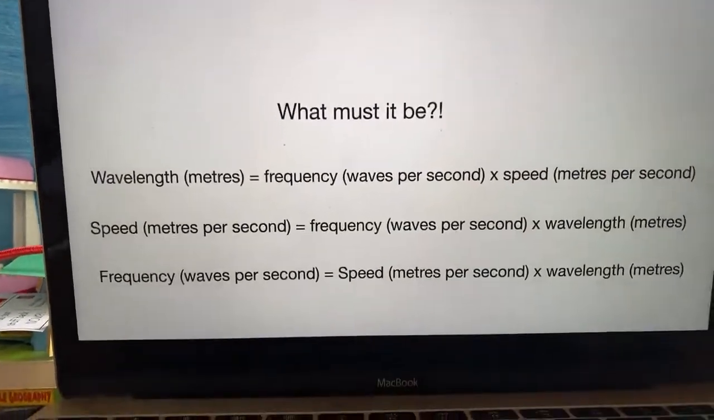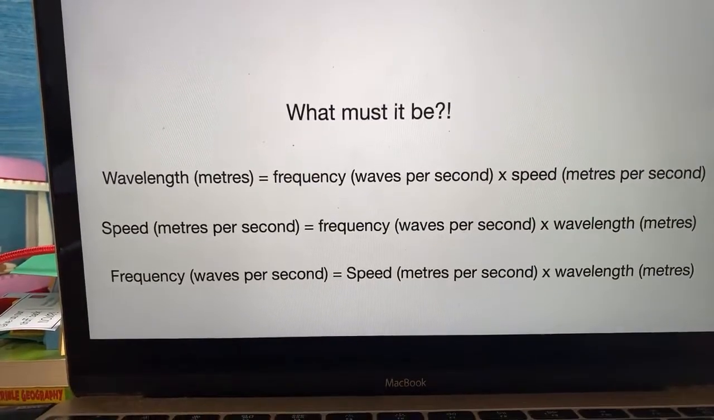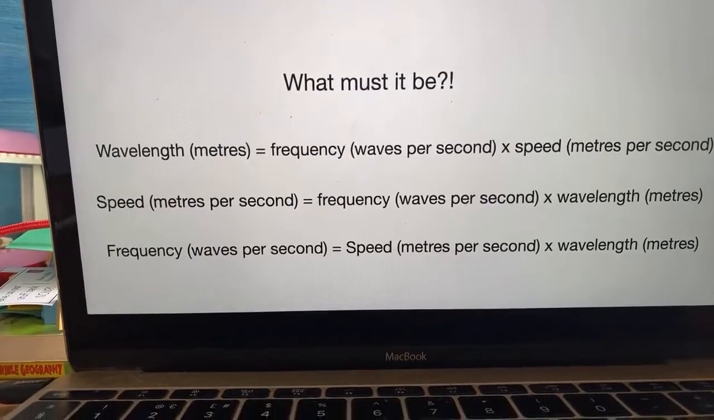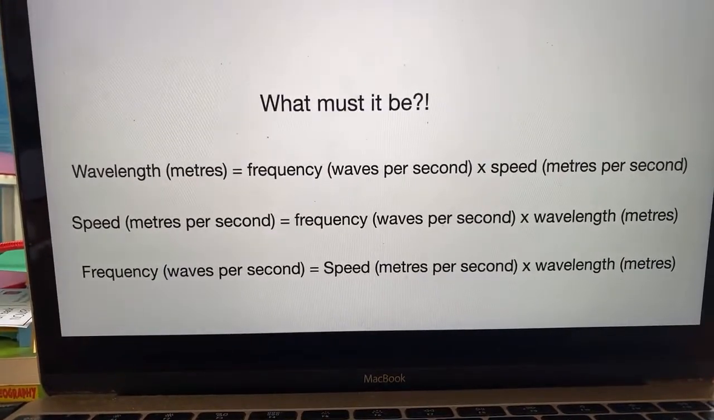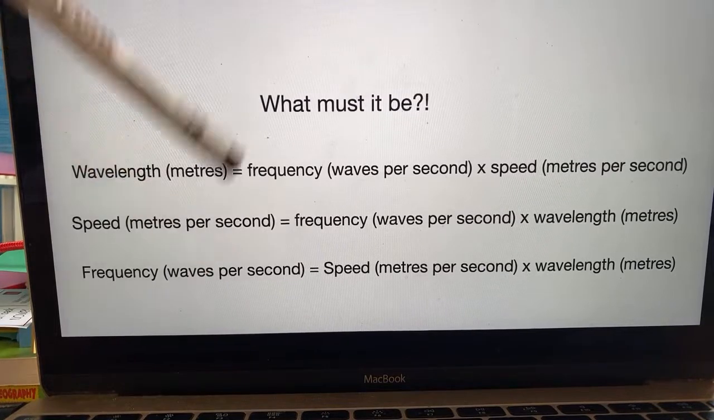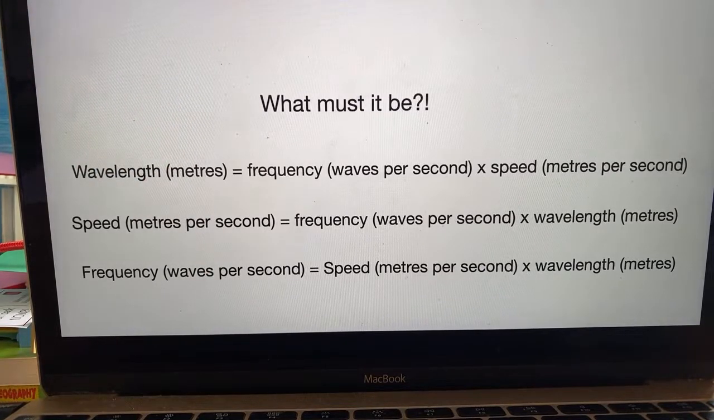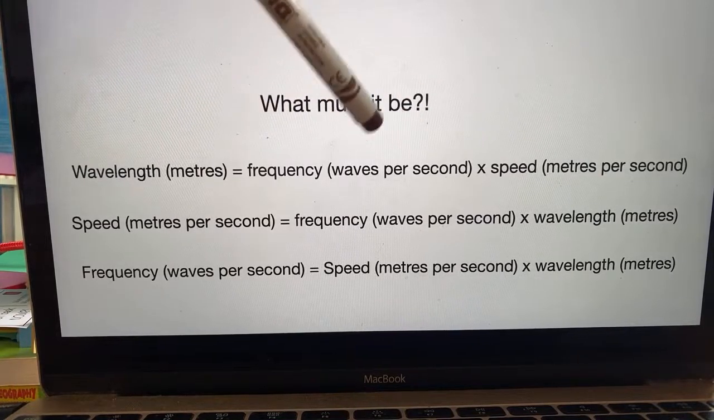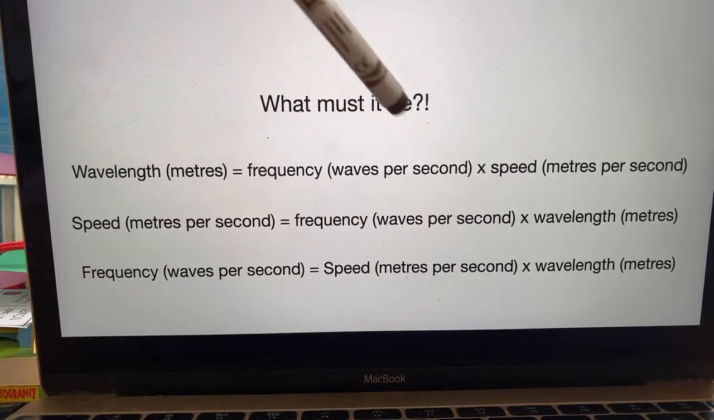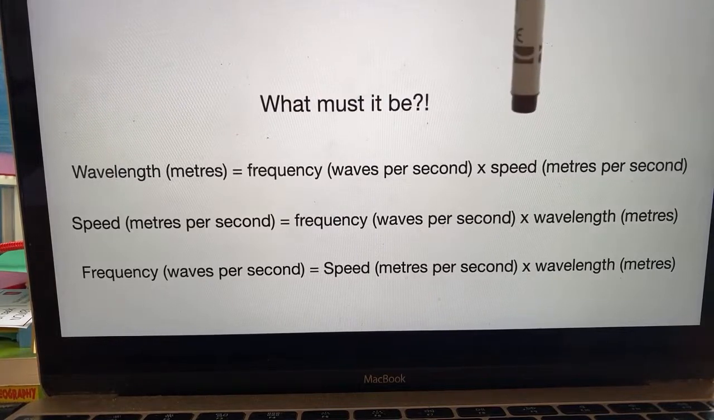Here's some multiple choice. I want you to keep thinking about units and how you don't have to remember equations, you can work them out using the units. So maybe I've made this look more complicated than it needs to be. Which of these must be correct, okay? If wavelength is measured in meters, frequency is really measured in per seconds, isn't it? Hertz means per second. And speed is measured in meters per second. Which one of these works out with the units?